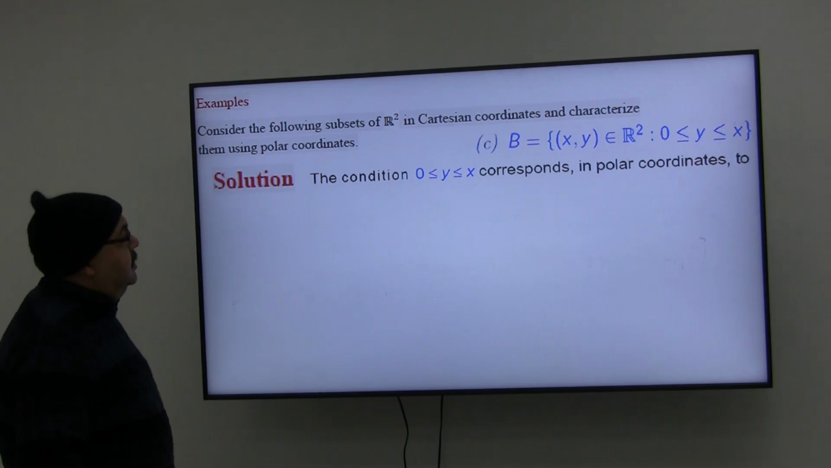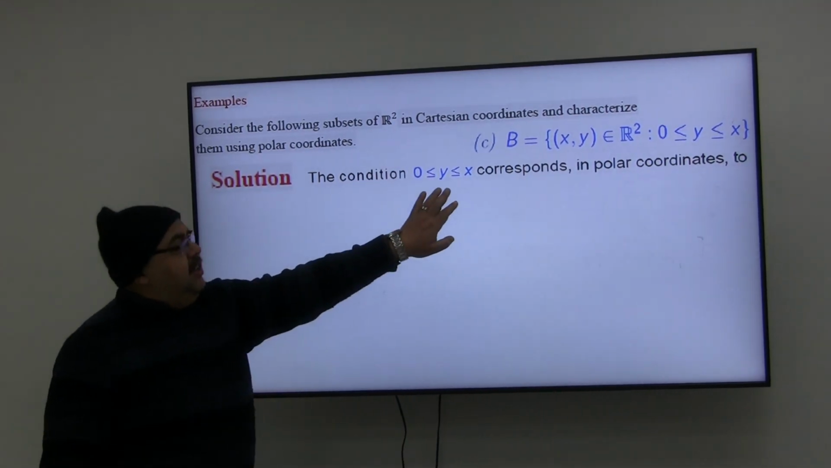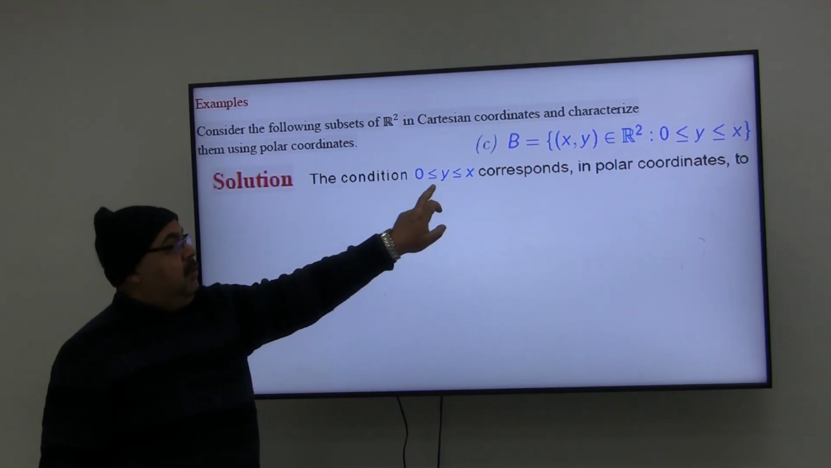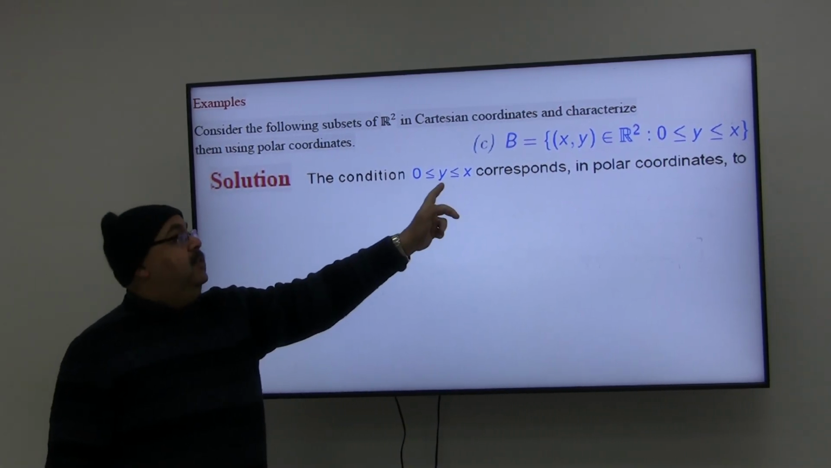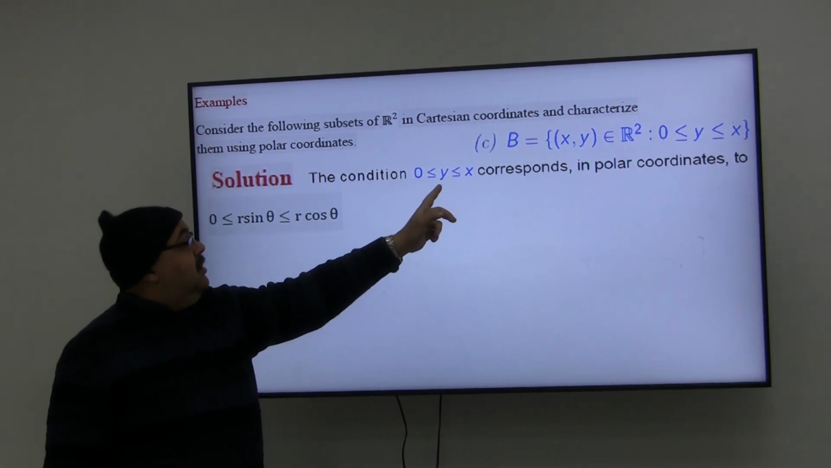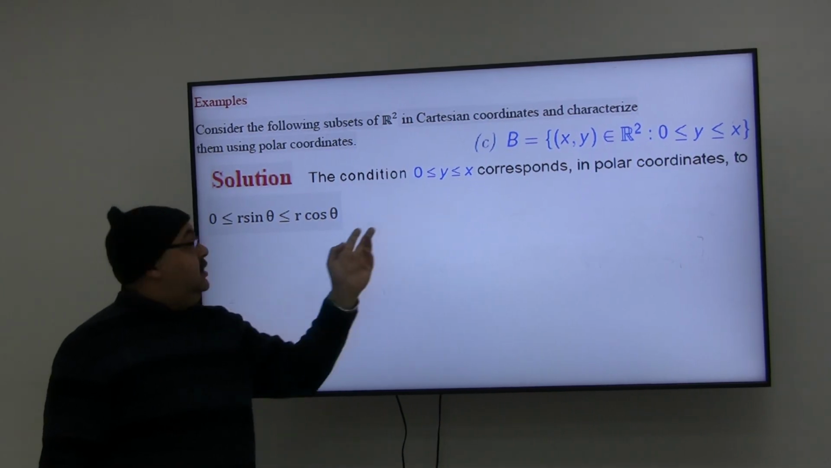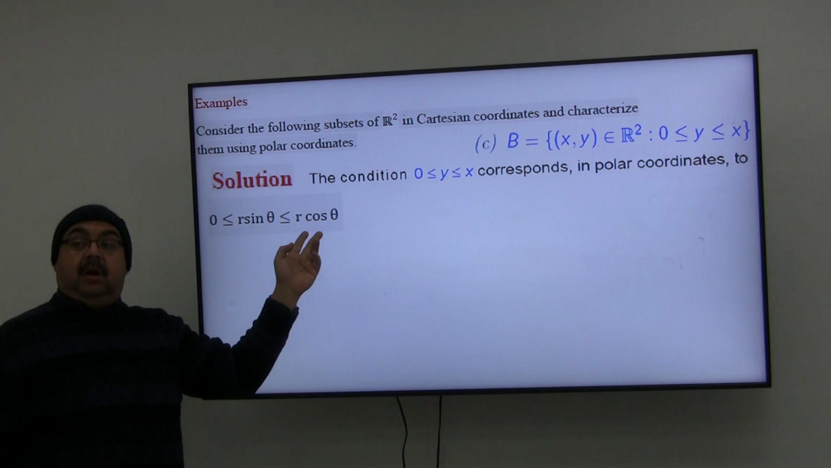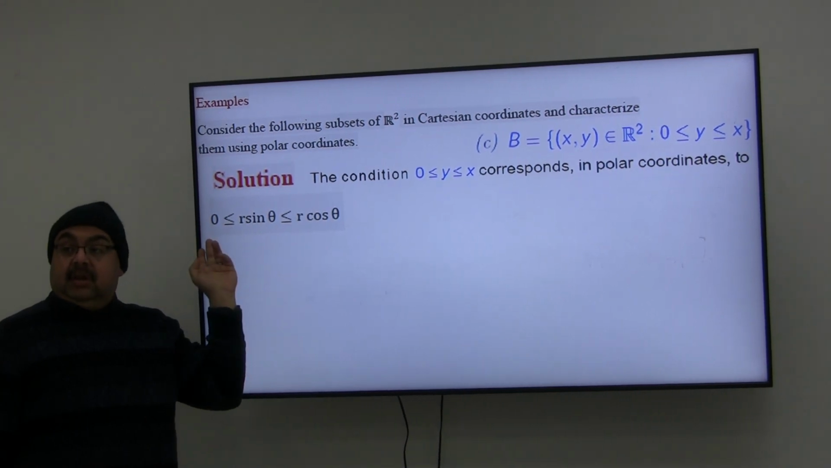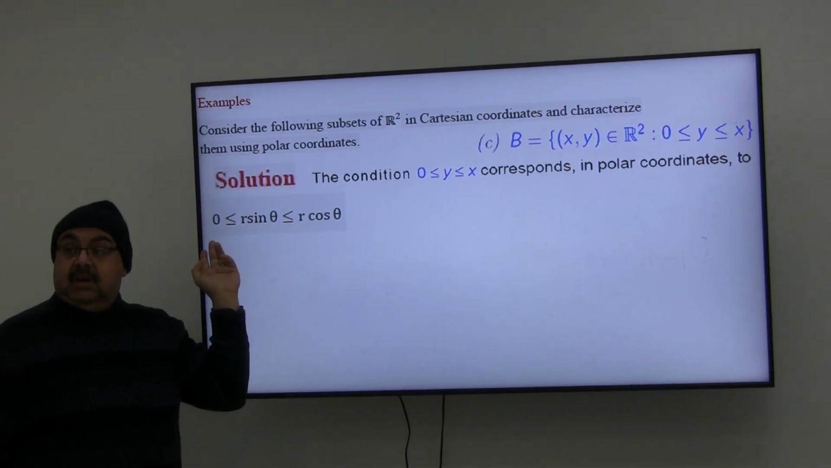I will start my solution by writing the inequality. y is greater than or equal to 0 and less than or equal to x. I will replace y by r sine theta and x by r cosine theta. Here we go. So r sine theta is less than or equal to r cosine theta, which is greater than or equal to 0. So I need to reach something.